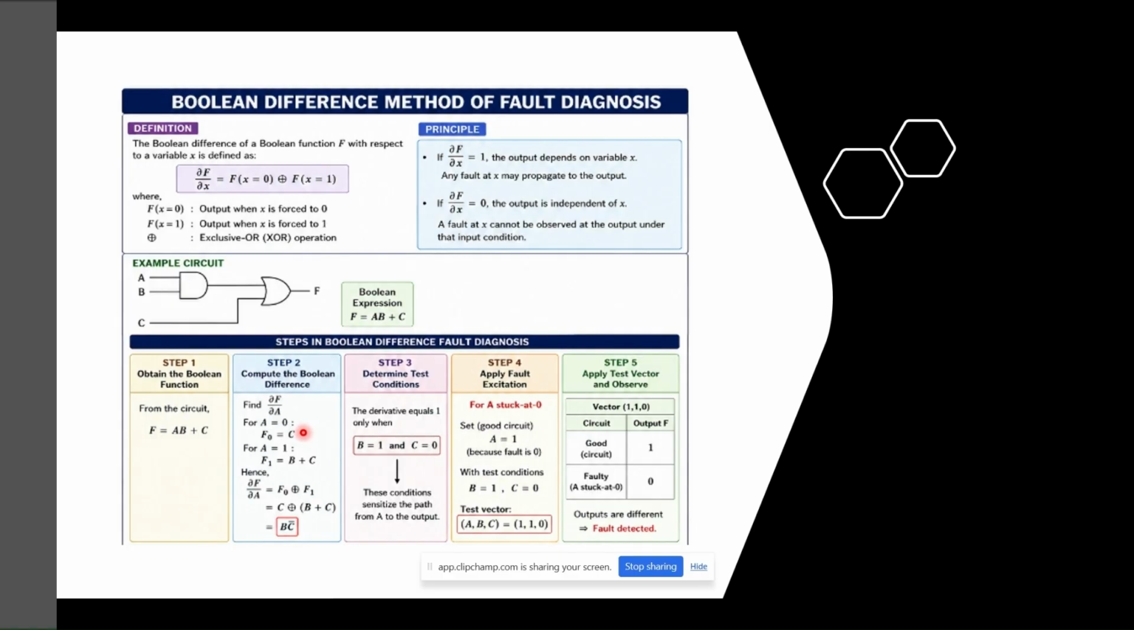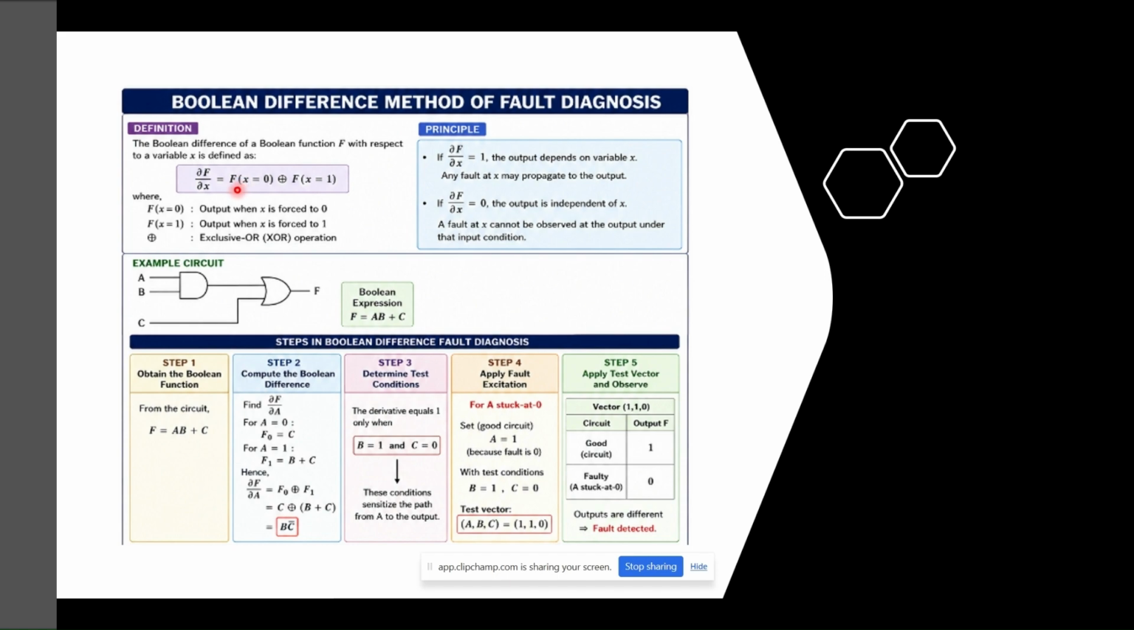difference formula. For this we have to consider two cases, x forced to 0 and x forced to 1. Here, as we are going to check the stuck-at 0 fault, we have to do this with respect to A. So dou f by dou A, because A is going to be the fault affected input. At A equal to 0, the function becomes 0 into B, that is 0, so F0 becomes C. Next we have to find, at A equal to 1, what the function value is. When you substitute A as 1, you get B plus C. So F1 is equal to B plus C.